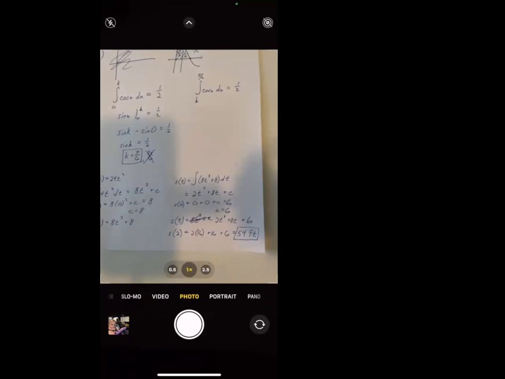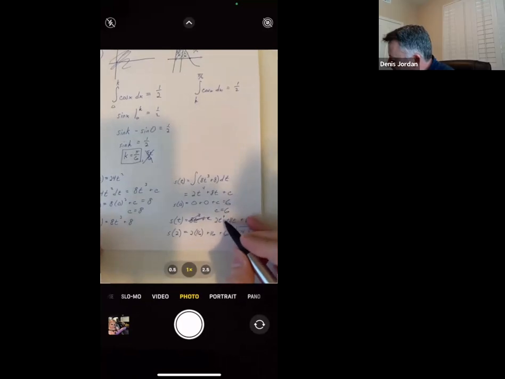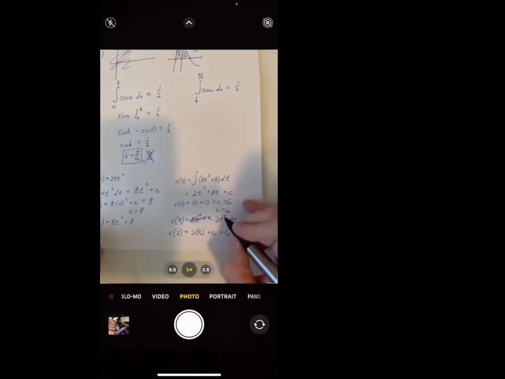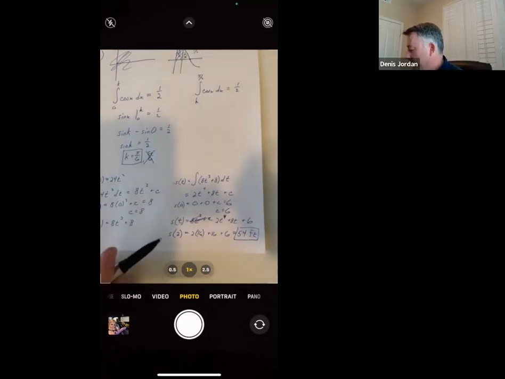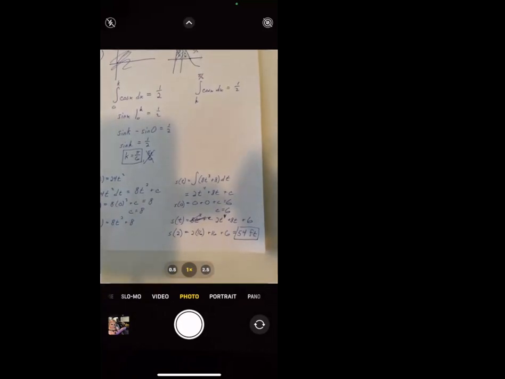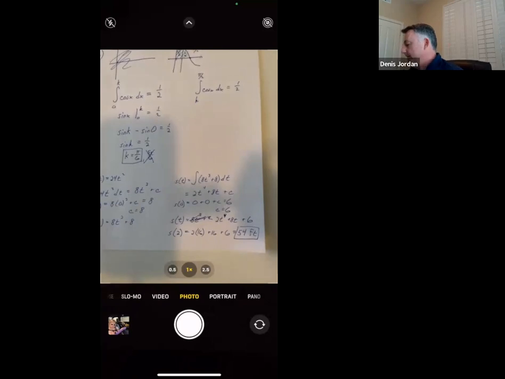Quick question. So where you crossed out s of t, is that 2t to what power? The fourth. It's the same function here. Oh, got it. And then how'd you find t again? The 2. That was from the problem. So what is the position of the particle at t equals 2? Yeah. Got it.